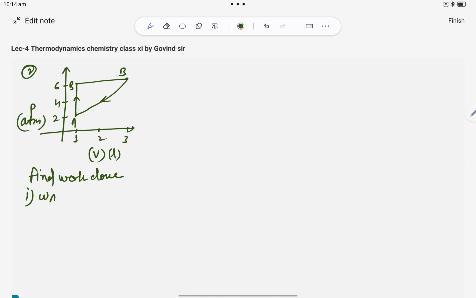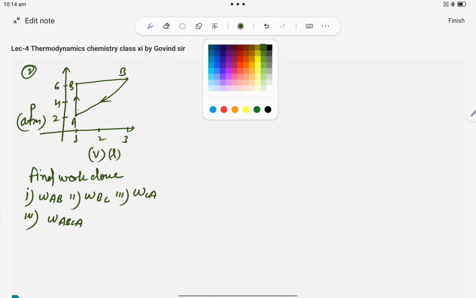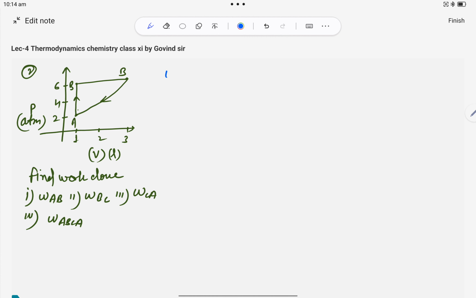Number 1, A to B, B to C, C to A, and A, B, C, A. Four works we have to find out. So let's check it. W AB. A to B, what area is it covering? No area, it's a single line. No area it is covering. So work done will be 0 because no area covered.